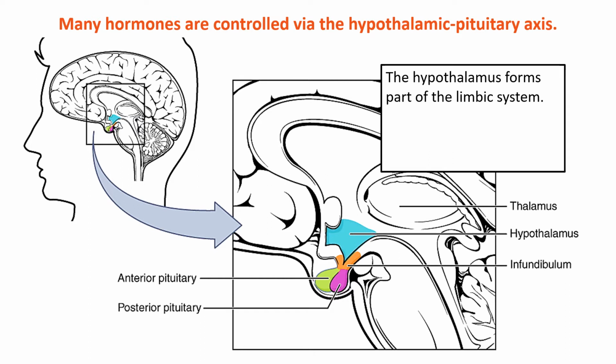So, as we said right at the beginning, the master glands really are the hypothalamus and the pituitary. So many of the hormones are controlled by the hypothalamic-pituitary axis or pathway. Now the hypothalamus at the top of this axis forms part of the limbic system. You can see it there in the nice turquoise colour. That's the hypothalamus sitting there, right at the bottom of the limbic system and at the top of the brainstem.